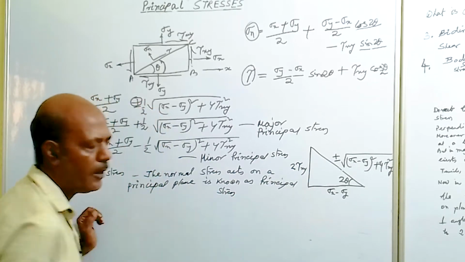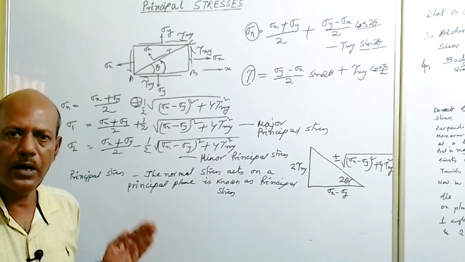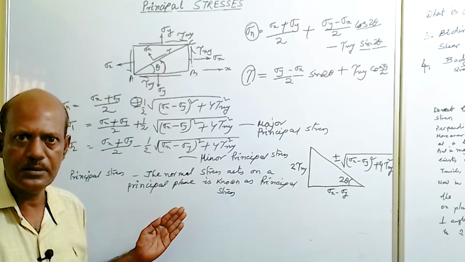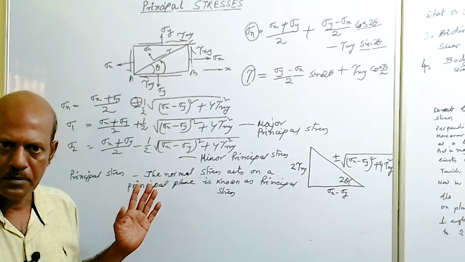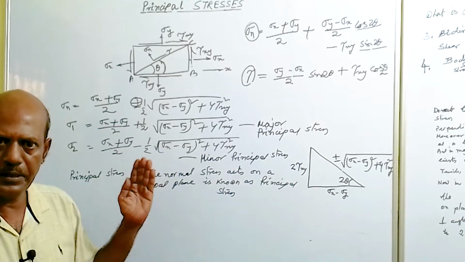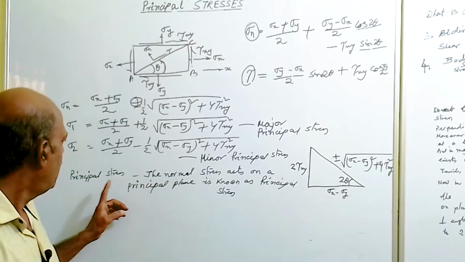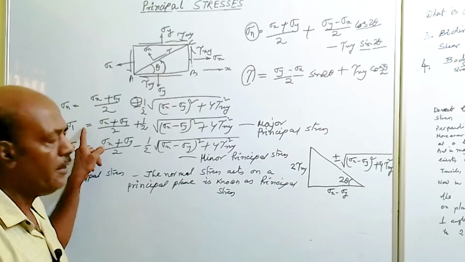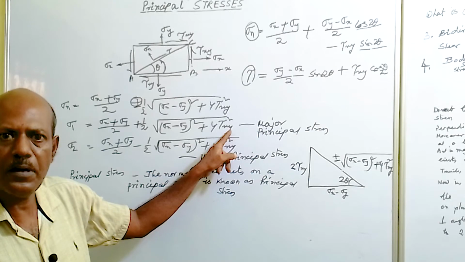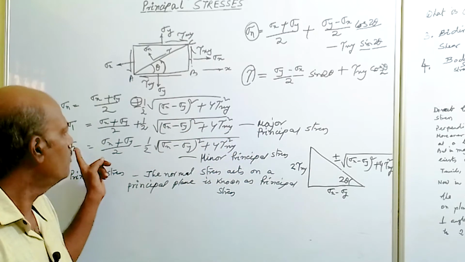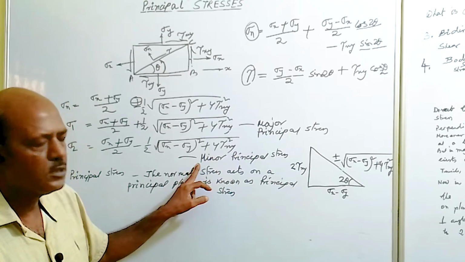So for a two-dimensional body, there will be two such planes where only normal stress will exist. These two planes are called the principal planes. They will be at an angle of 90 degrees with each other, and one plane contains the maximum stress, that is called the major principal plane, and the other plane, which will contain the minimum principal stress, is known as the minor principal plane.